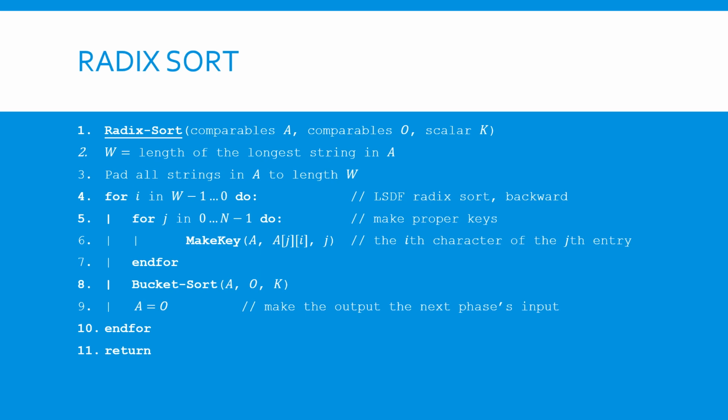Here is the pseudocode for the LSDF radix sort algorithm. In the inner for loop between lines 5 to 7, we define the key information as characters from different positions of the strings. In line 8, we call the bucket sort function. And in line 9, we assign the output array as the input for the next sorting phase.